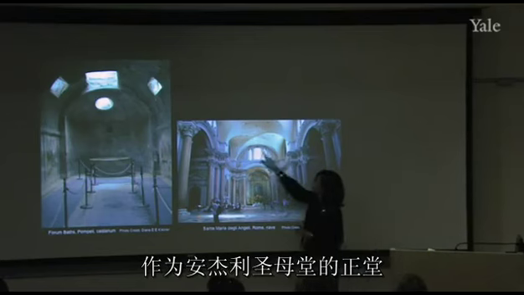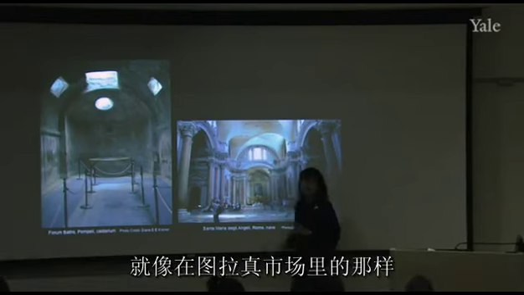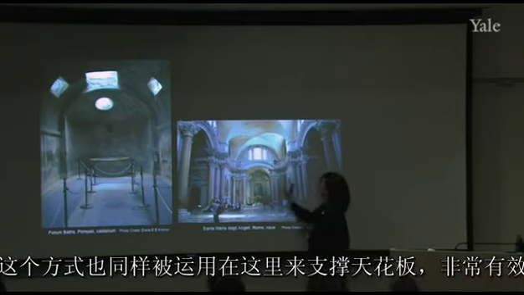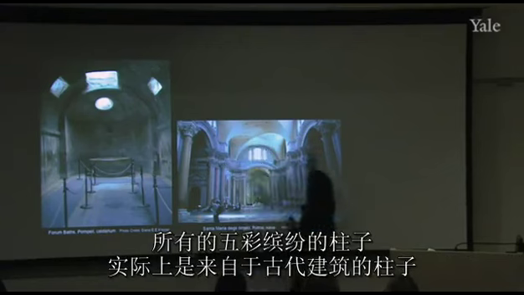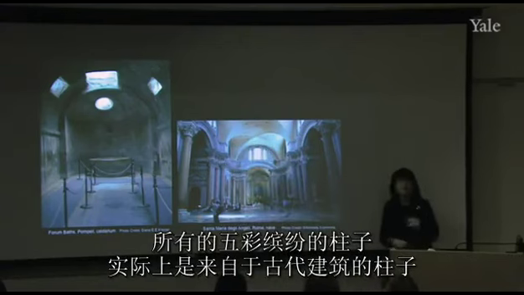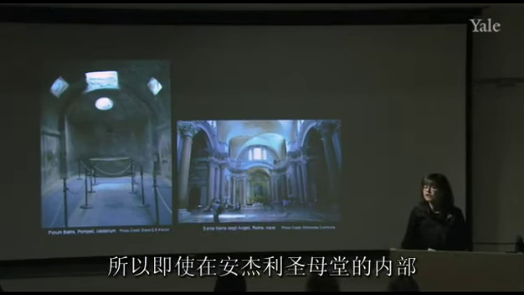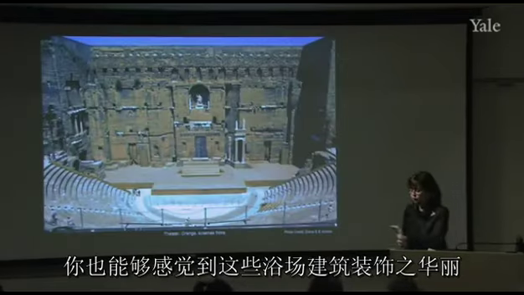But if you look very closely, you'll see those same cross or groin vaults that we saw in the markets of Trajan, that are also used here to lift the ceiling in a very effective way. And then all these multicolored columns that you see are actually the columns from the ancient building. So even in this interior of Santa Maria degli Angeli, we can get a sense of how ornate some of the decorations of some of these bath buildings were.